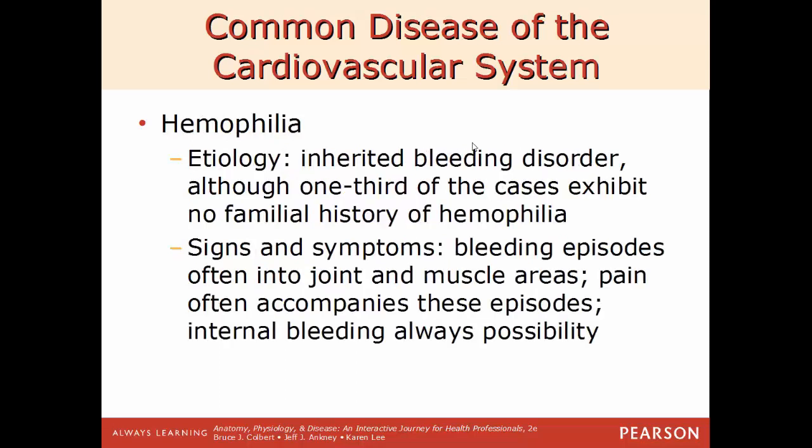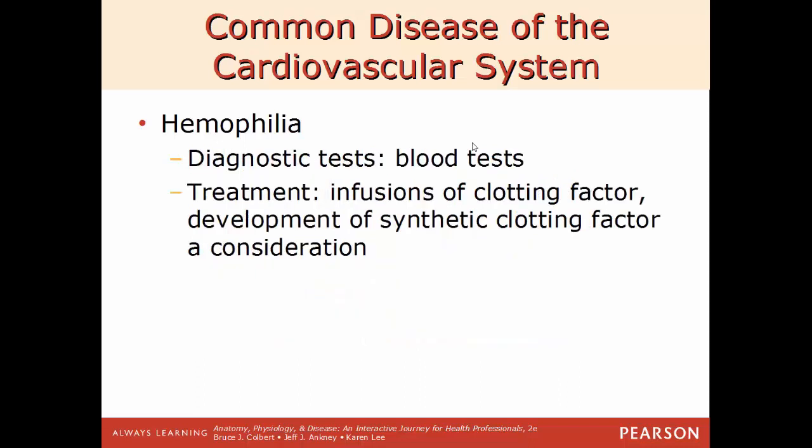Hemophilia, etiology here: this is an inherited bleeding disorder, although one third of these cases exhibit no familial history of hemophilia, but it is an inherited trait. Signs and symptoms: bleeding episodes, often into joint and muscle areas. Pain accompanies these bleeding episodes. Internal bleeding is always a possibility. Diagnostic tests, blood tests, to measure for clotting factors.